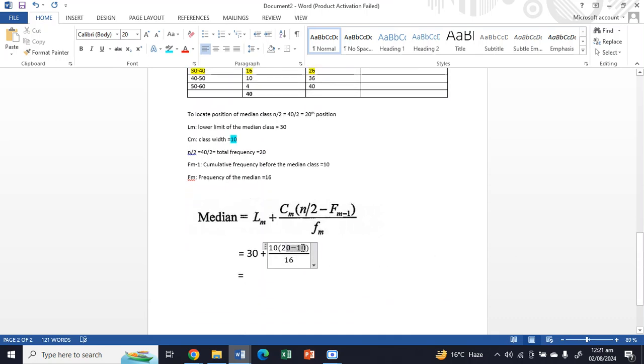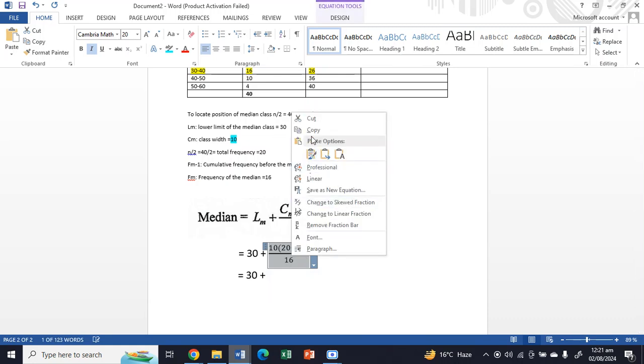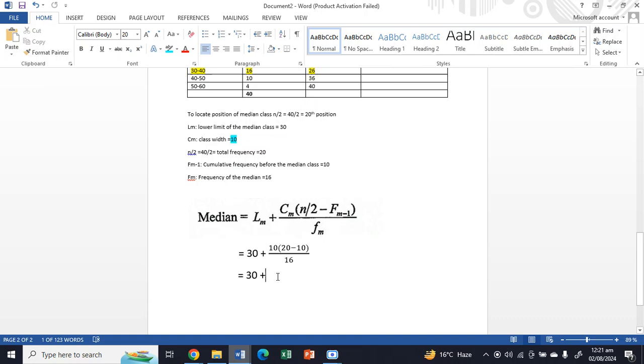20, we start with the brackets. 20 minus 10, that is 10. 10 times 10, 100. So you have got 30 plus 100 over 16. Colleagues, what is 100 divided by 16? Yes, 6.25. So 30 plus 6.25.